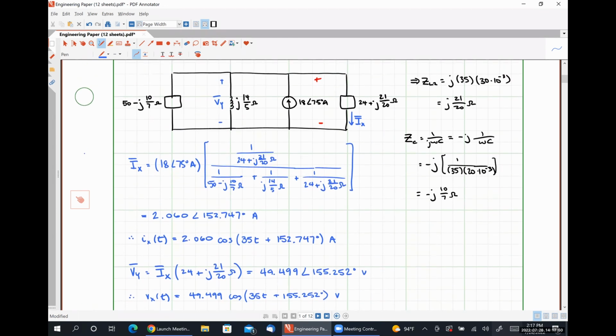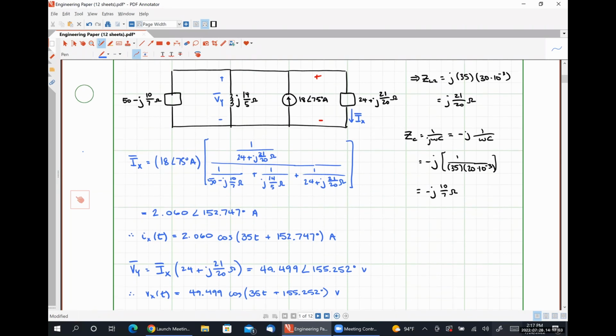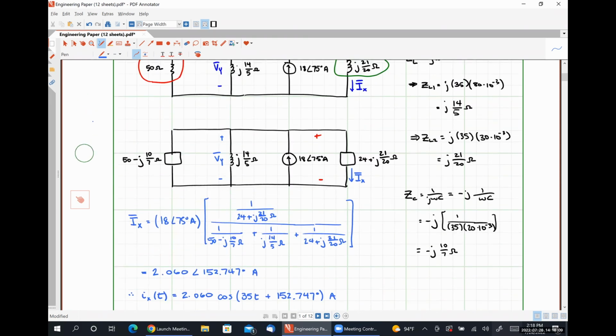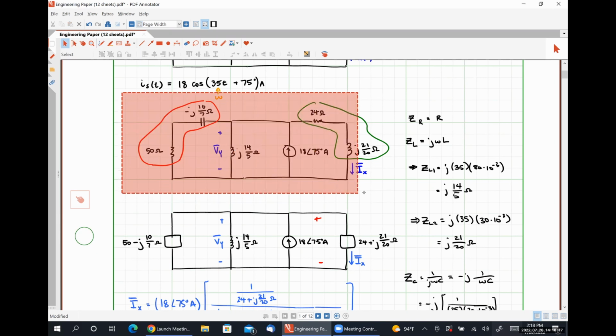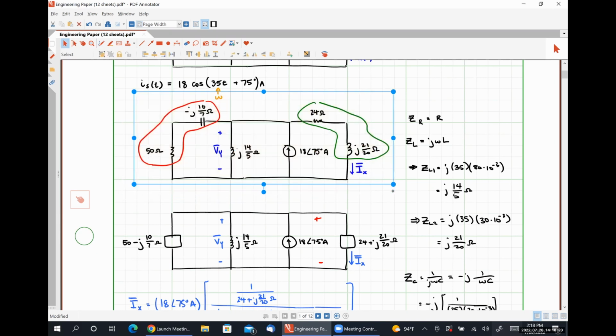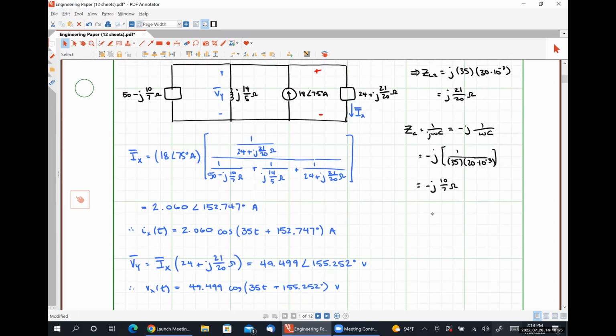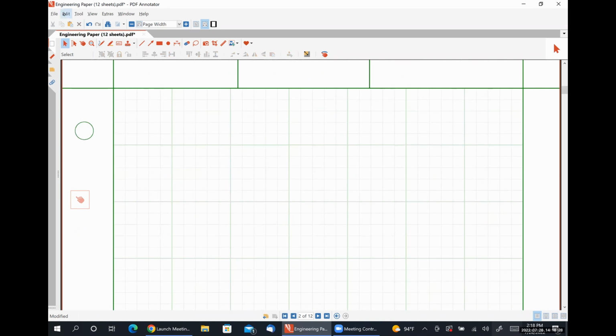Now, this is not the only way that we could have worked this problem. This is just one particular way that I have chosen to work it to illustrate applying current division in the frequency domain. I'm not going to go through all of the steps for how we might solve it a different way, but I am going to try to indicate a few things here. So I'm going to make a copy of this right here and bring it to the next page.